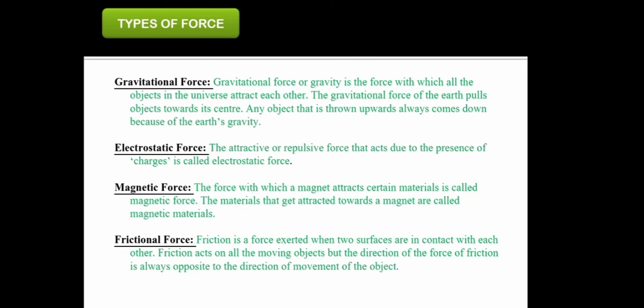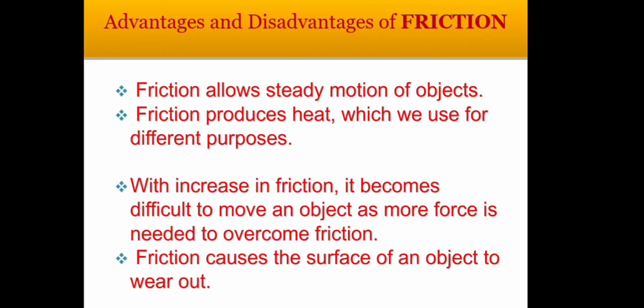Now, advantages of friction. Friction allows steady motion of an object. For example, we are able to walk steadily due to the friction between the ground and shoes. Another thing we can say is that the grooves on the sole of our shoes provide enough friction to prevent us from falling. Vehicles move steadily on the road because of the friction between the tires and the roads.